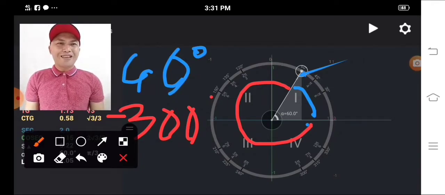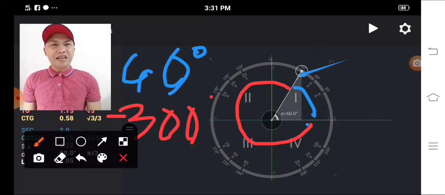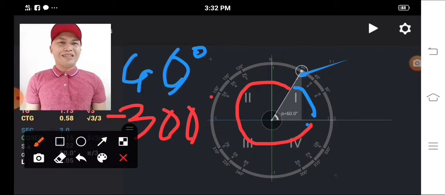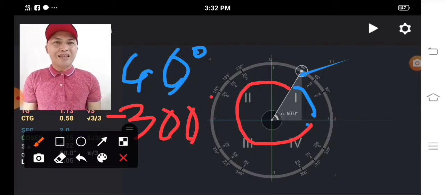Now, in looking for the other coterminal angles, the positive and the negative, you're going to add 360 degrees. So for positive coterminal angles, if you add 360 degrees plus 60 degrees, that is 420 degrees. Then, if you want one more coterminal angle, just add 360. 420 degrees plus 360 degrees is 780 degrees.